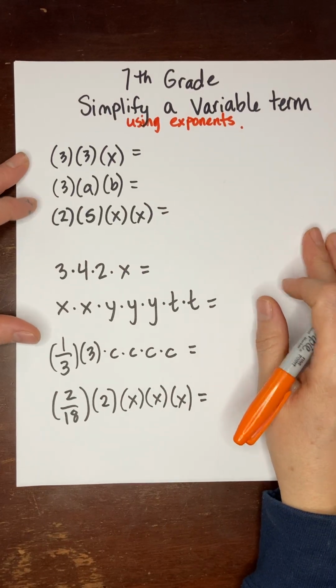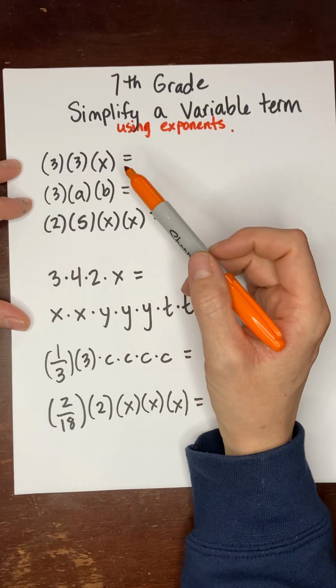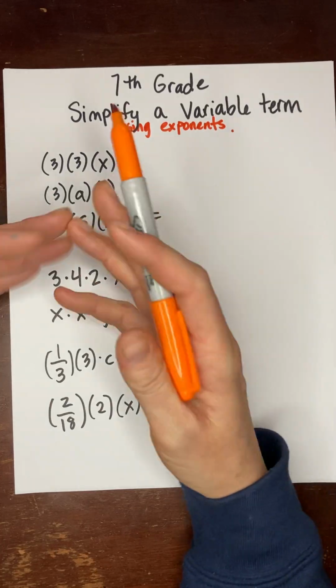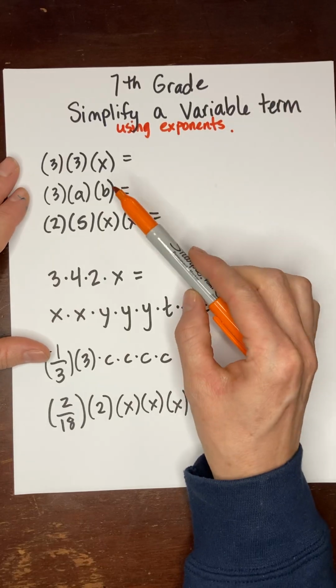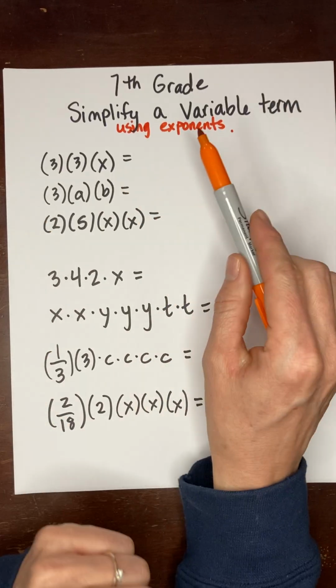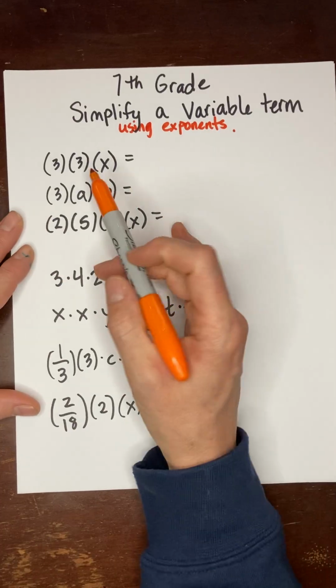When we're asked to simplify a variable term in algebra, what we're being asked to do is to multiply all numbers together to get one numerical coefficient and to consolidate our variables and express them with exponents. So it will look something like this.